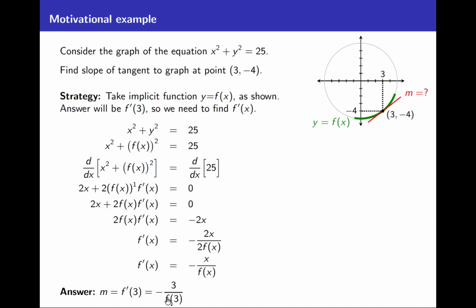And to get an answer, we have to think, well, what is f of 3? Look at the graph of f of x. f of 3 equals negative 4. So we get negative 3 over negative 4, or 3/4. So that's our answer. The slope of this tangent line is 3/4, which does look about right. 3 over 4 for rise over run certainly matches our expectations for this slope.